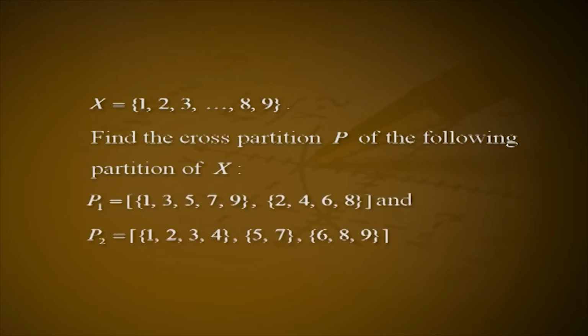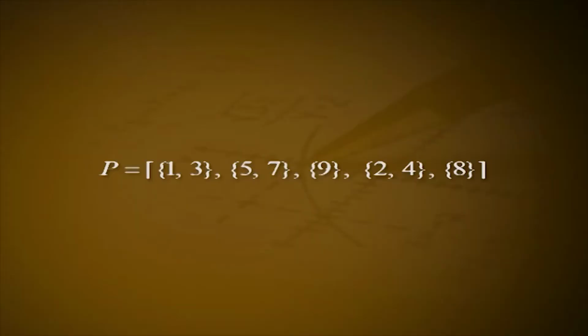P1 is the collection consisting of the set {1, 3, 5, 7, 9} and the set {2, 4, 6, 8}, and P2 is the collection consisting of the sets {1, 2, 3, 4}, {5, 7} and {6, 8, 9}. Solution: intersect each cell in P1 with each cell in P2, omitting empty intersections, to obtain P equal to the collection consisting of the sets {1, 3}, {5, 7}, {9}, {2, 4} and {8}.